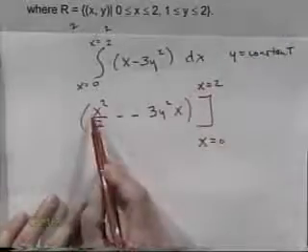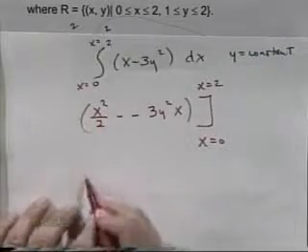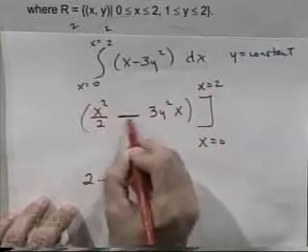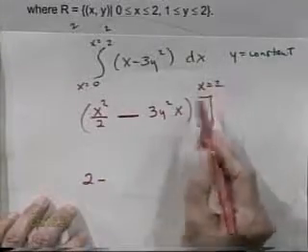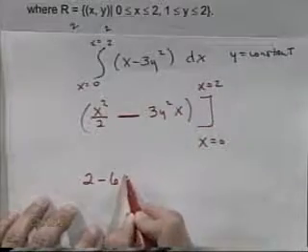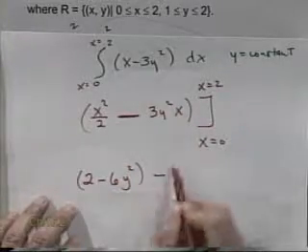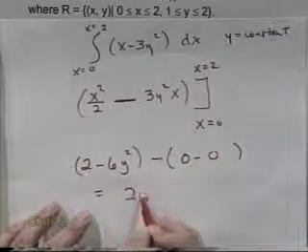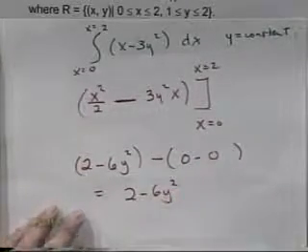So if x is 2, 2 squared is 4, 4 divided by 2 is 2, minus 2 times 3, oh, this is one minus sign, by the way. Popping in 2, 2 times 3 is 6, so it's 6y squared, minus, popping in a 0, I get 0 minus 0, so that does nothing. So my inner integral is 2 minus 6y squared.